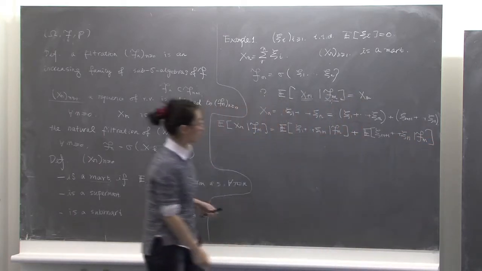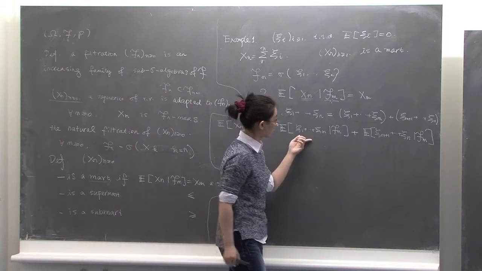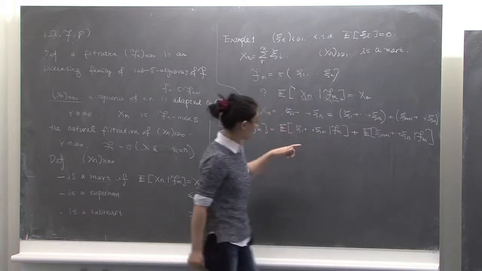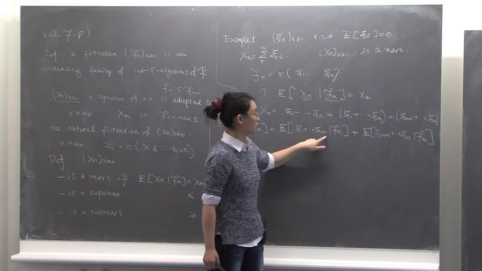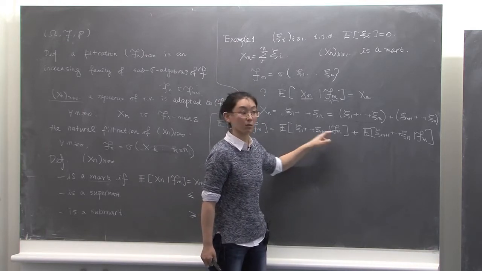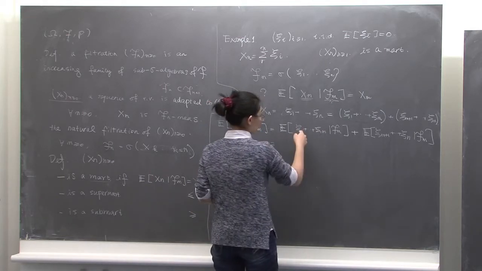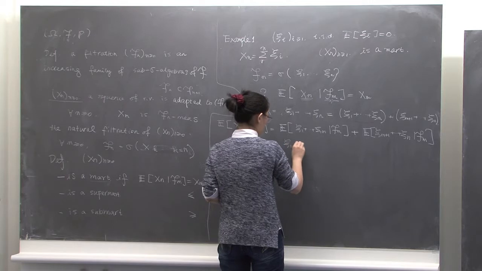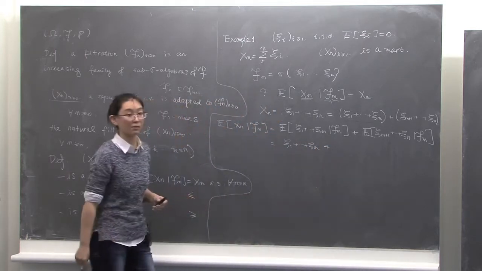By linearity, this conditional expectation can be written as two parts. This is the first part, and this is the second part. For the first part, the summation from 1 to m is already contained in the information of Fm, because we know everything up to time m. So this just equals the quantity itself. Okay, so this is the first part.